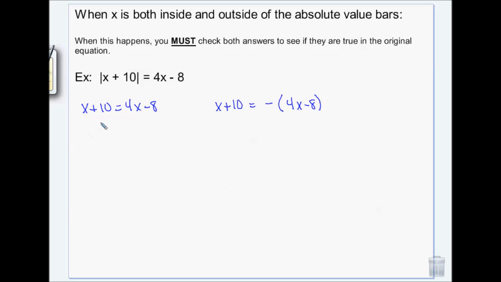So if I solve this, I can subtract x from both sides. So I get 10 is equal to 3x minus 8. Then I can add 8 to both sides. And I get 3x is equal to 18. Divide by 3. And I have x is equal to 6. Over here, I need to distribute this negative.